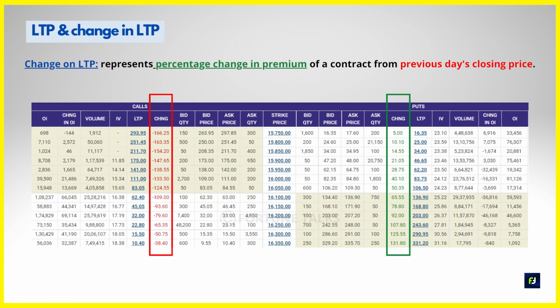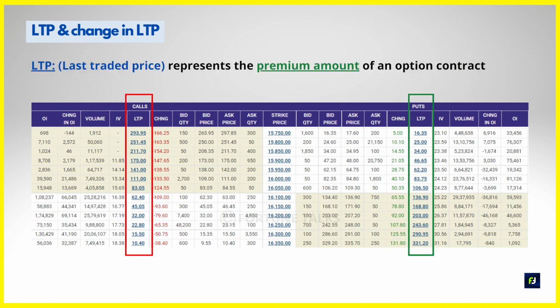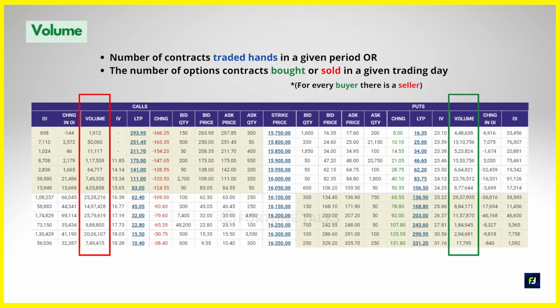Now, this helps to decide if the options are priced cheap or expensive. There are several factors that decide the option pricing, but LTP can give you a bird's eye view. We will talk about option pricing in a different video, but for this video, let us limit our discussion to the option chain. The next element is volume, which you may all be familiar with.